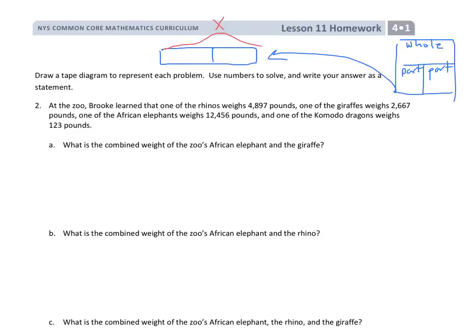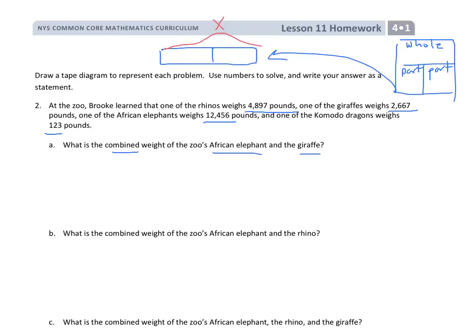So in this case, to draw the tape diagram, let's go to 2. What I also encourage your children to do is underline the key terms. At the zoo, Brooke learned one of the rhinos weighs 4,897 pounds. One of the giraffes weighs 2,667 pounds. One of the African elephants weighs 12,456 pounds. And the Komodo dragon weighs 123 pounds. So we're getting a lot of information here. We just want to do the combined weights here of the African elephant and the giraffe.